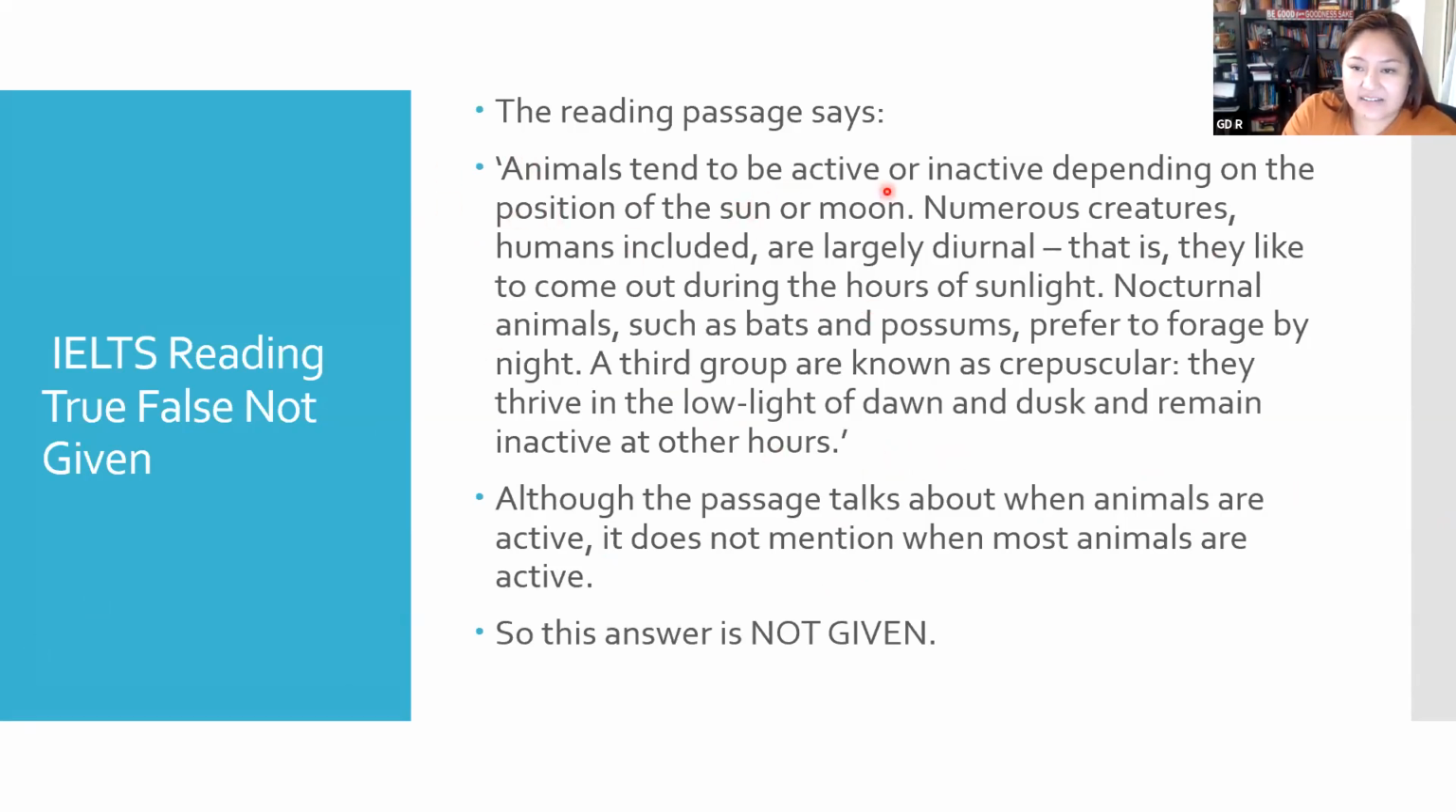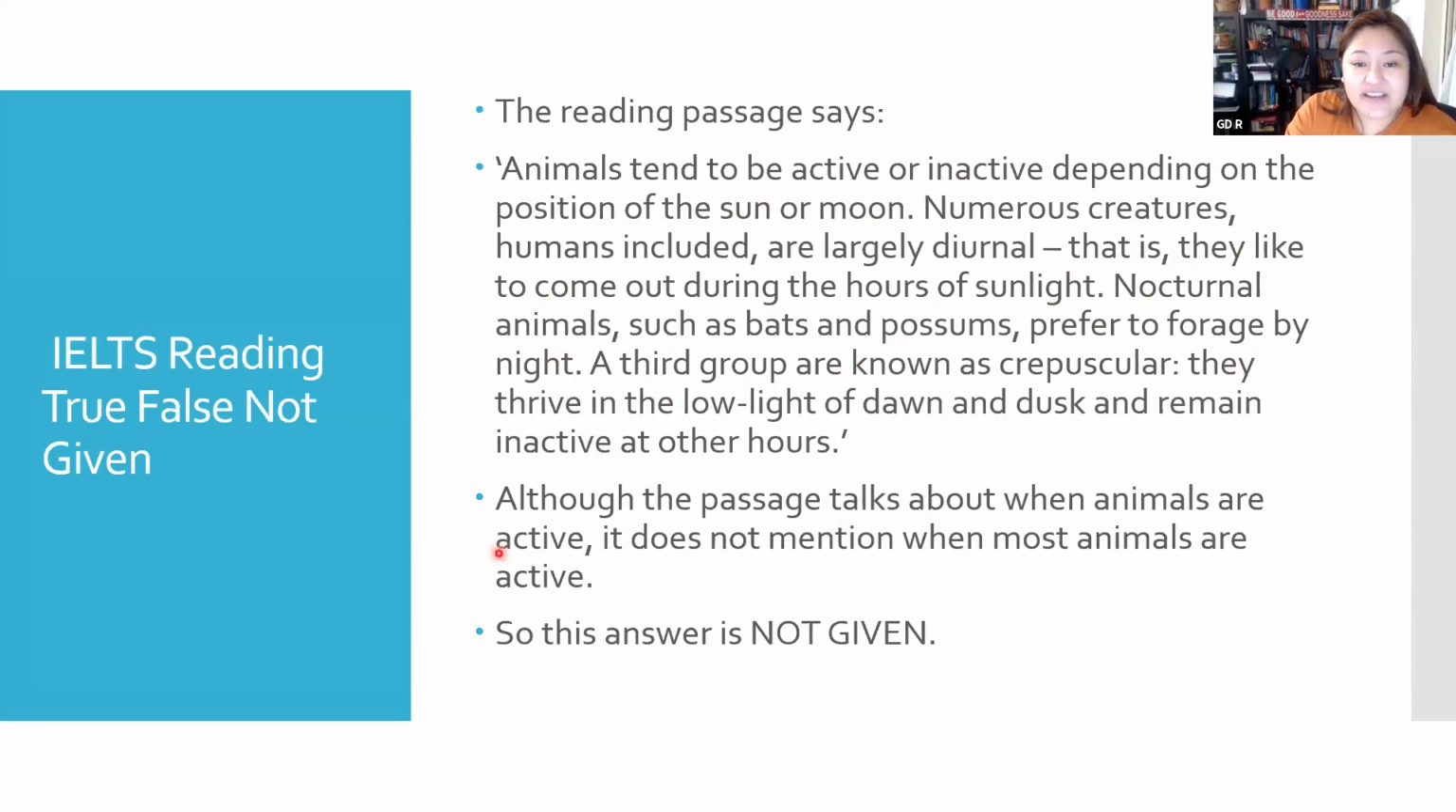Animals tend to be active or inactive depending on the position of the sun or moon. Numerous creatures, humans included, are largely diurnal. That is, they like to come out during the hours of sunlight. Nocturnal animals such as bats and possums prefer to forage by night. A third group are known as crepuscular. They thrive in the low light of dawn and dusk and remain inactive at other hours.